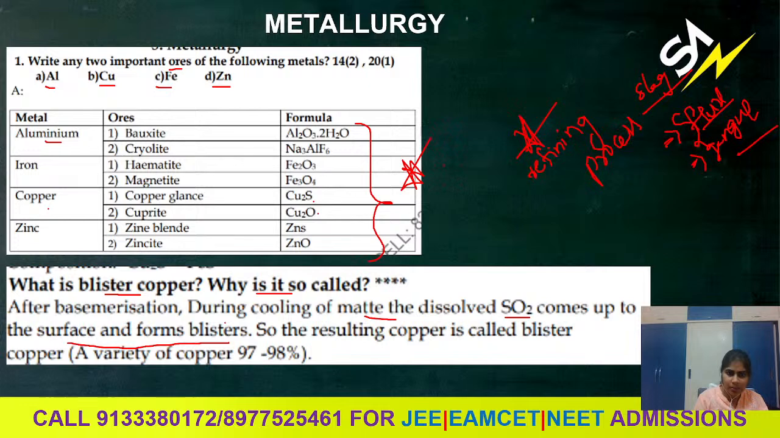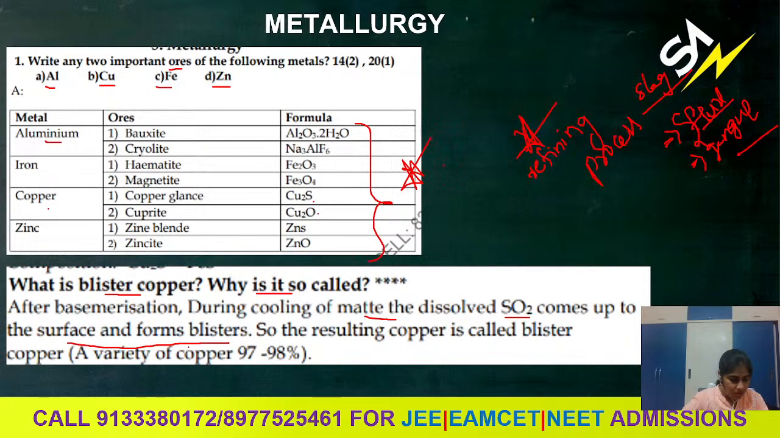Similarly, in the refining process of copper, during the cooling of matte, the dissolved SO2 comes to the surface in the form of blisters. In that way, the resulting copper that is formed is known as blister copper. In this, we get a variety of copper that is 97 to 98% pure copper. So in this way, you need to answer these questions in metallurgy.